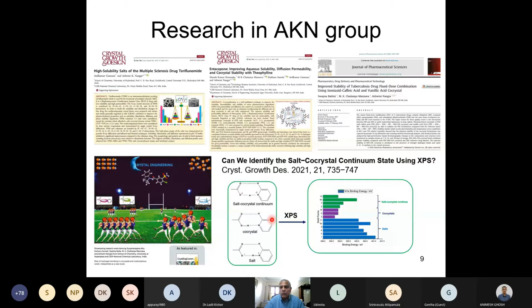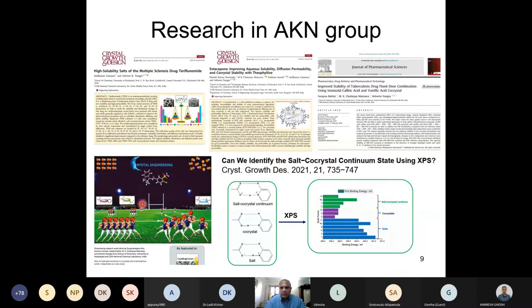It's very important to know whether the acid-base complex is a neutral co-crystal or an ionic salt, or it's actually a quasi-continuum state or a quasi-proton state, and the salt co-crystal continuum is present. There are many methods known, and we have added the XPS techniques.